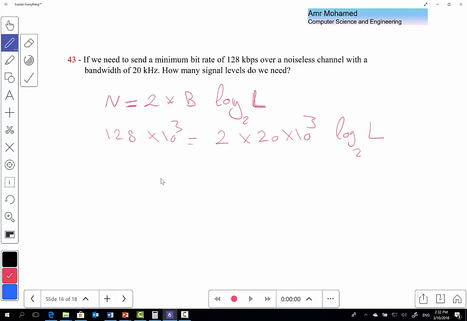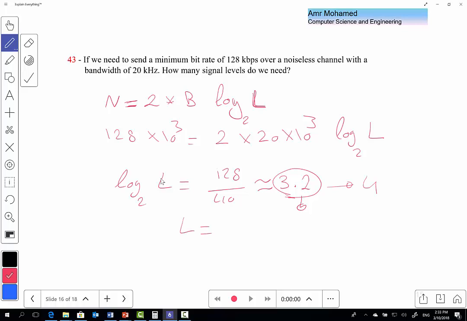So the log 2 of L equals 128 divided by 40, that's around 3.2. So remember that 3.2 here is the number of bits that can be represented using one level, and since this is the number of bits, it has to be an integer. So we cannot use number of bits equal 3.2. So we have to make it 4.